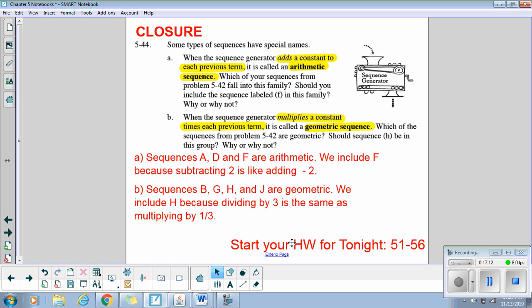And then you guys can start the homework for tonight. Homework tonight is 51 through 56. If you have already done that, please go ahead and work ahead on tomorrow night's homework with the time that you have left in the period.